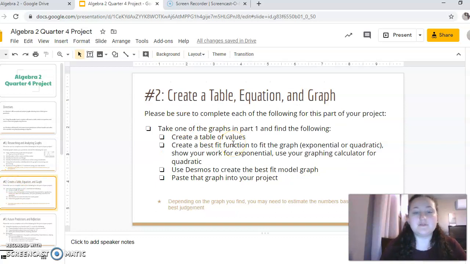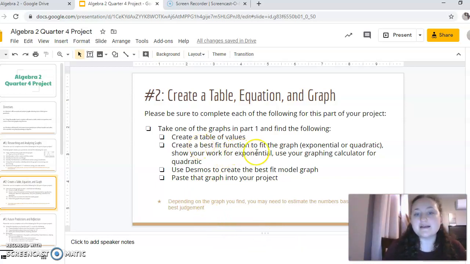Then step 2, or part 2, directive 2, is to create a table, equation, and graph. So you're going to use one of the graphs you found in part 1 and find the following. First, I want you to create a table of values. So create an x column and a y column. And then you might need to use your best judgment. Some of these graphs might be hard for you to read, so just make some estimates. What's it close to? Might not give you the exact points.